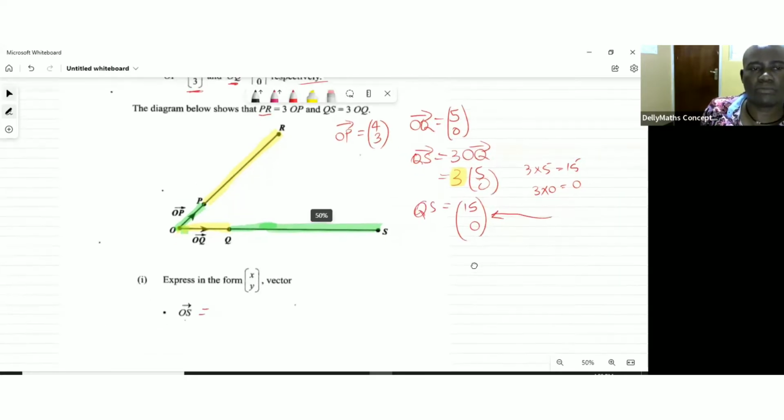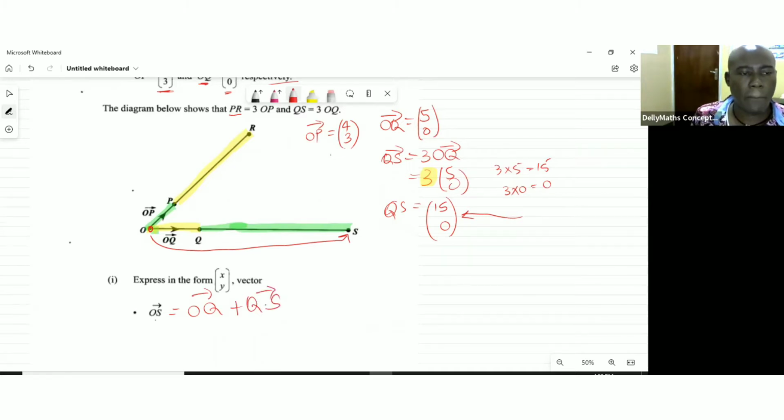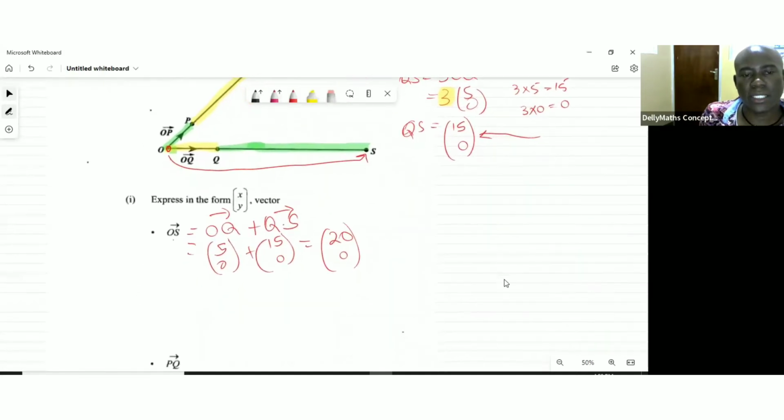Now you will definitely see that OS. So let's put this together now. OS, from O all the way to S, is equal to OQ plus QS. OQ is (5, 0). QS is (15, 0). So when we add these, we get (20, 0). So OS is (20, 0).